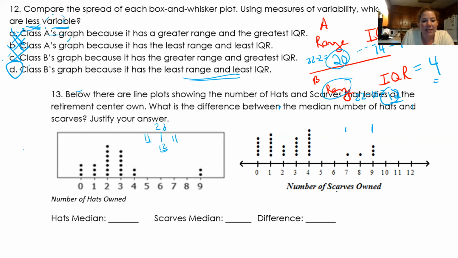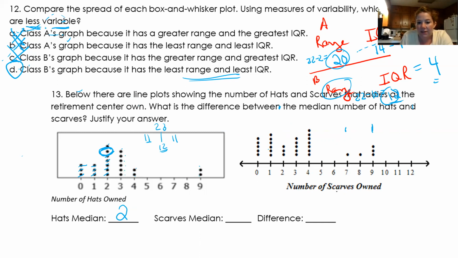So if I wrote all these numbers out, 0, 0, 0, 1, 1, 1, 2, 2, 2, and so on, I want the 12th number. So 1, 2, 3, 4, 5, 6, 7, 8, 9, 10, 11, 12. Guess what the 12th number is? For hats, the 12th number is a 2. And then there's 11 numbers past this one. Those are my 11 highest numbers.